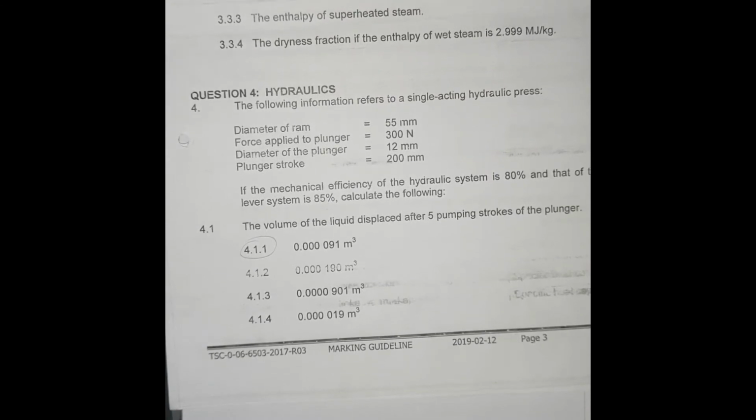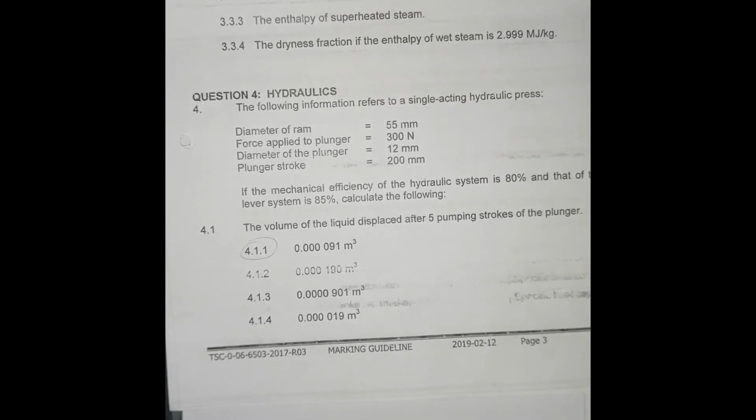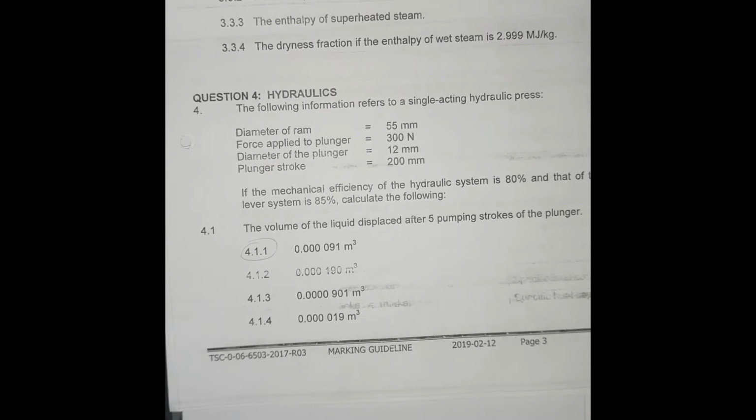We continue to treat the test 2 question paper of Engineering Science N3 that was written on the 28th of October 2019. This is question 4, which is about hydraulics. The question has the following information. It says the diameter of the ram is 55 millimeters, force applied to plunger 300 newtons, diameter of the plunger 12 millimeters, plunger stroke it's 200 millimeters.